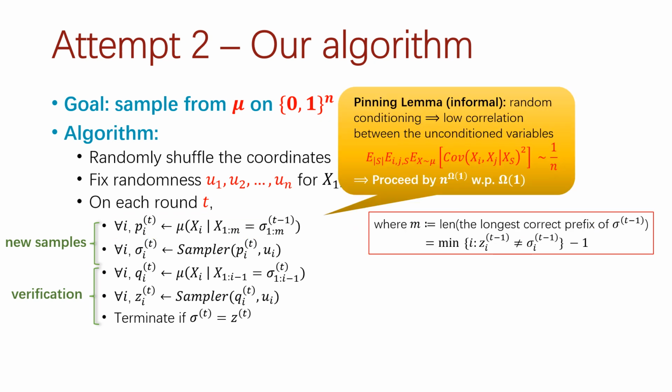The intuition of why this algorithm can be sublinear is based on the pinning lemma. Informally, the pinning lemma states that random conditioning leads to low correlations between the unconditioned variables. The correlation could be as low as 1 over square root of n. Therefore, we can expect the algorithm to make a polynomial number of additional entries correct in each round with constant probability. Thus, we can expect a strictly sublinear average round complexity.